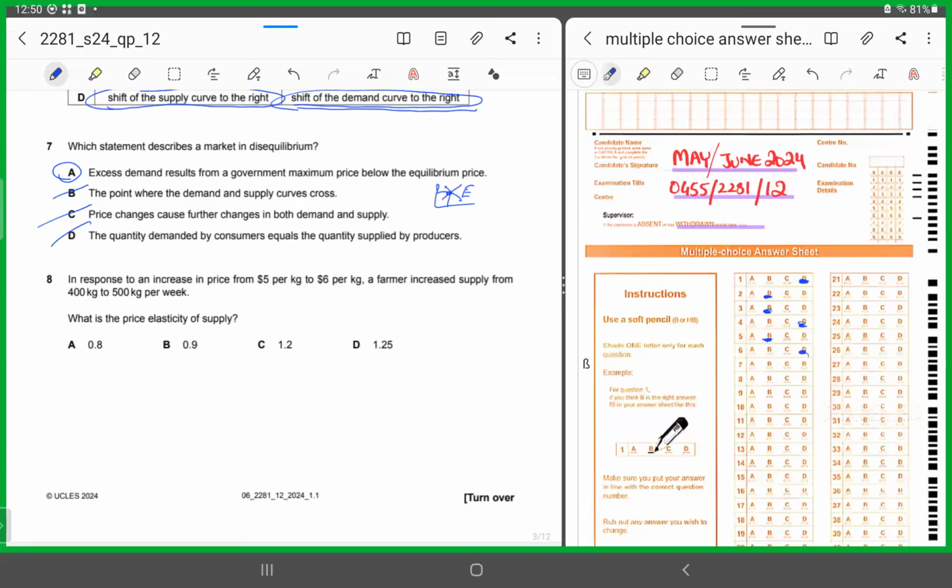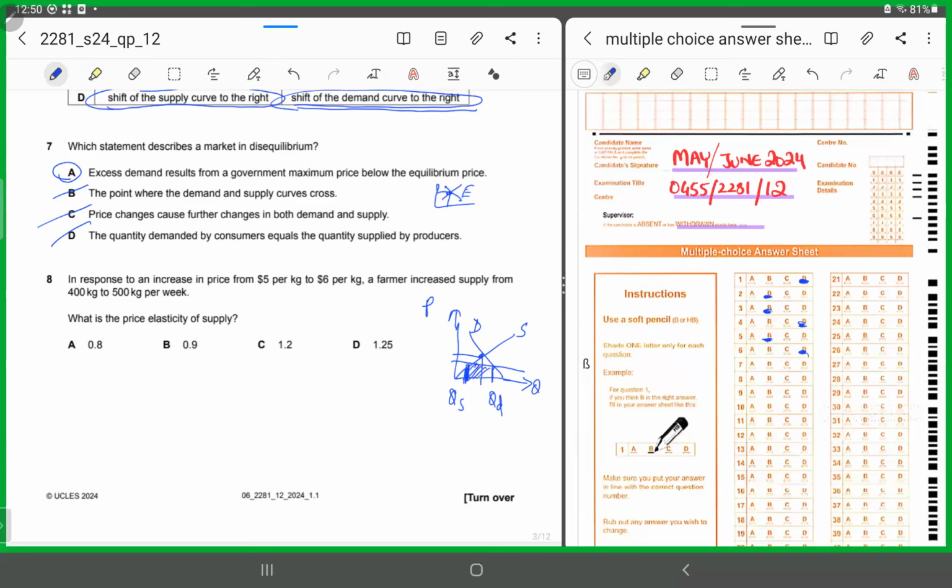Below the equilibrium price. So this means what? This means this is the demand and supply diagram. And this was the equilibrium price. And government has introduced this maximum price. So now this maximum price has created what? This is the supply. This is the demand. This is the price. And this is the quantity. Now this is the quantity supplied. And this is the quantity demanded.